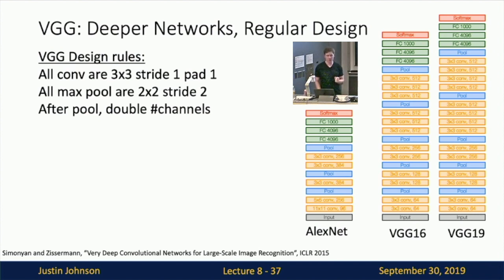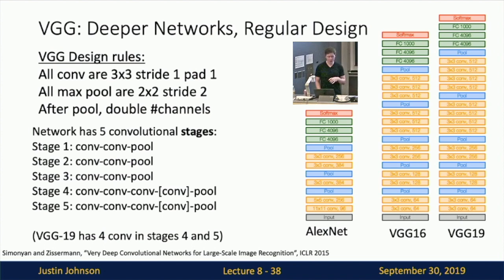The design principles of VGG were that all convolution layers are going to be 3 by 3, stride 1. All pooling layers are going to be max pooling layers, 2 by 2, stride 2. And every time after a max pooling layer, we're going to double the number of channels. Then we have some number of convolution layers and eventually some fully connected layers, and the number of hidden units in the fully connected layers was the same as AlexNet. With these simple design rules, you don't have to think so hard about the exact configuration of each layer in your neural network.